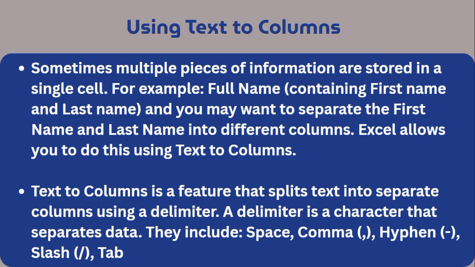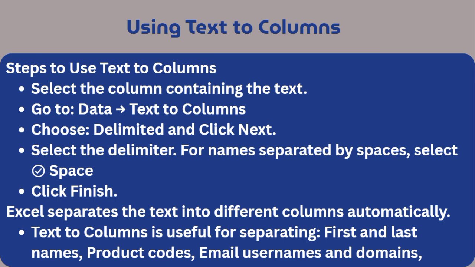So the text to column is a feature that splits text into separate columns using a delimiter. So it splits cells into different columns using a delimiter. So a delimiter is a character that separates data. So they include space, comma, hyphen, slash, and tab. All of these are delimiters that you can use. Steps to use text to columns.